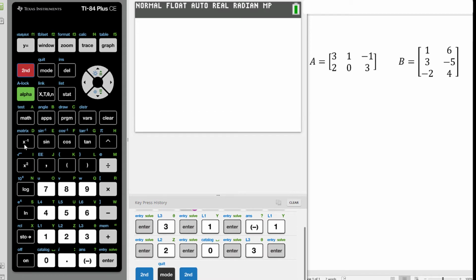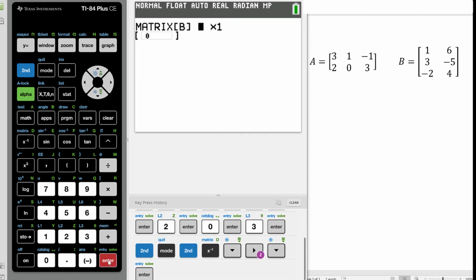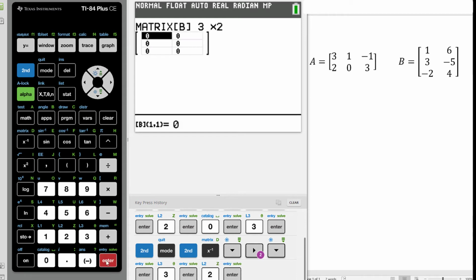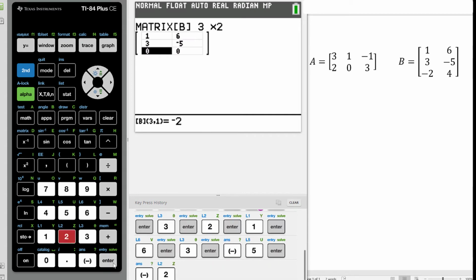We're going to go back to second matrix. We're going to scroll 2 times over to the right to get to edit, and we're going to go down 1 to be able to input a new matrix for matrix B. Press enter. Once again, the default order is 1 by 1, so we will change that to 3 by 2. In row 1 for matrix B, we had entries 1 and 6. Row 2 was 3 and negative 5. And row 3 was negative 2 and 4. Then once you've hit enter for that last entry, we can go second and quit.